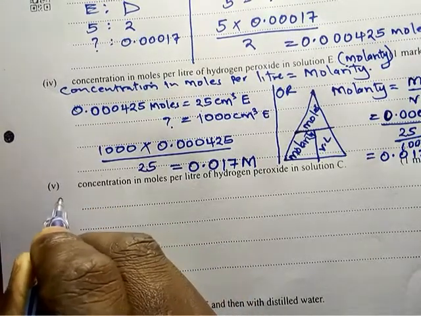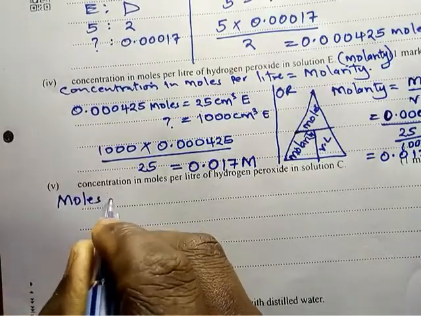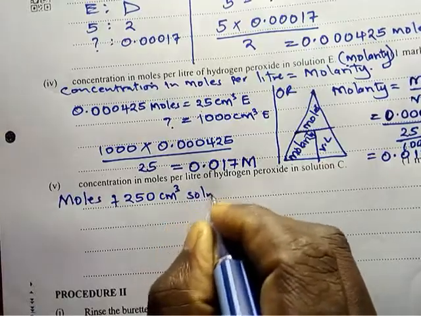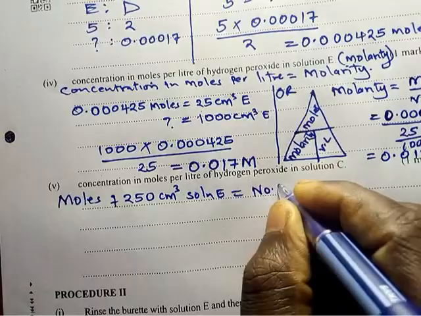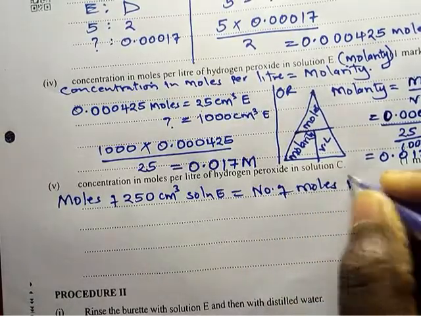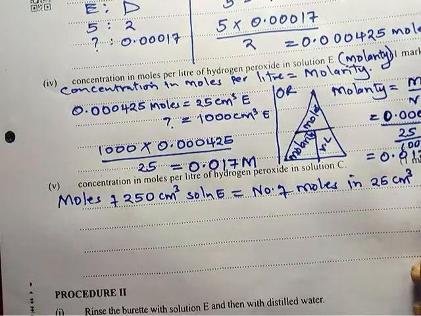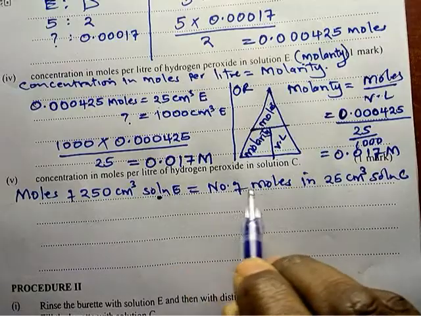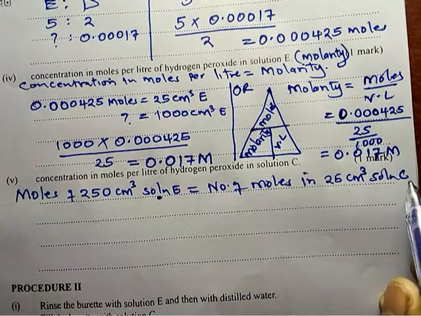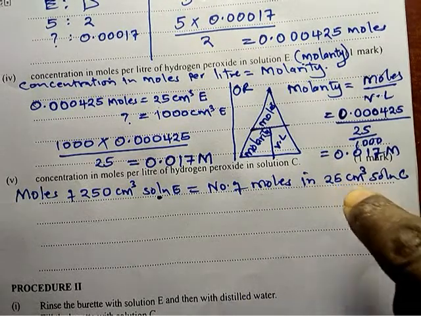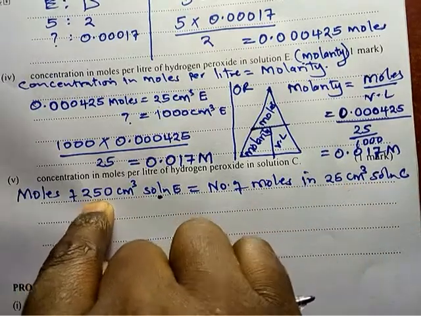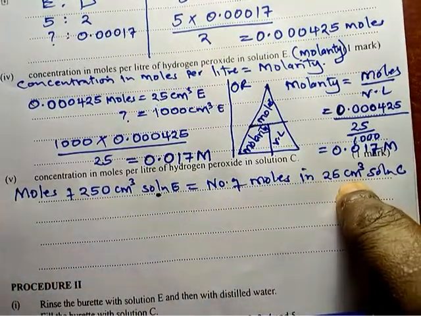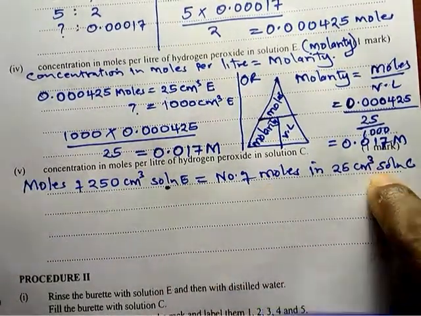Remember now that moles, this is very important, moles of 250 centimeters cube solution E will be equal to number of moles in 25 centimeters cube solution C. Number of moles in 250 solution E will be exactly equal to the number of moles in 25 solution C. Remember we took solution C 25, put it in a volumetric flask, diluted, made 250 centimeters cube, and called it solution E. So if we get moles in 250 we get moles in 25 C. 250 E, 25 C.